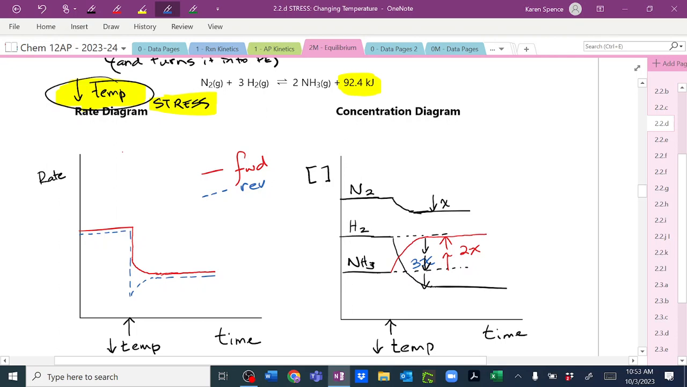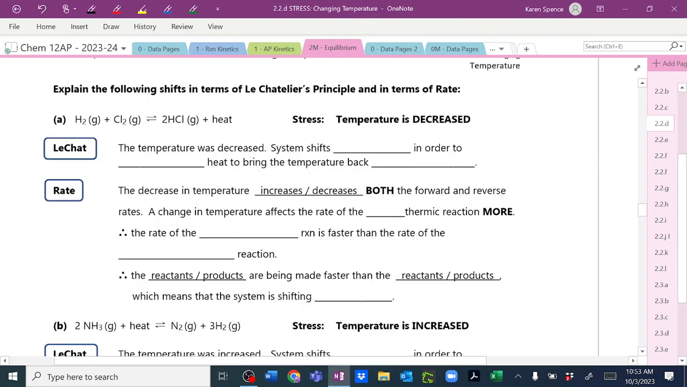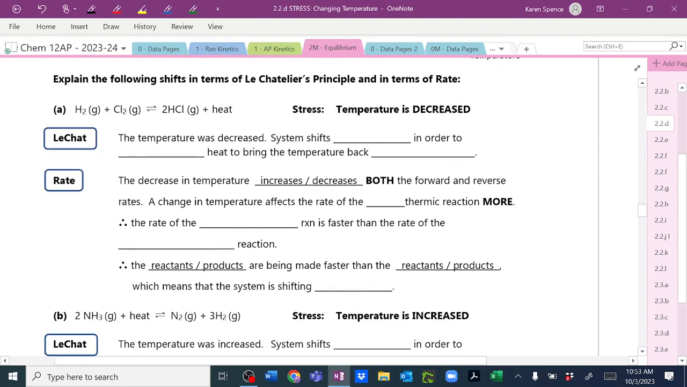My diagram was just getting really cluttered. All right, we good? Nobody's saying no? Okay. Fill in the chart.